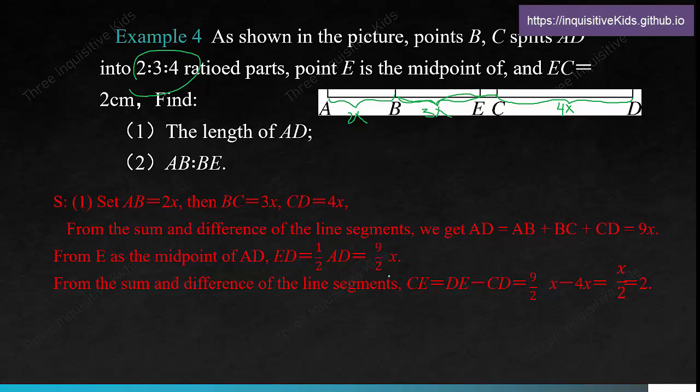And from the sum and difference of the line segments, CE is equal to DE minus CD, which is equal to 9/2 x minus 4x. It's equal to x/2. It's equal to 2. So CE is equal to 2. So we solve, and x is equal to 4. So we go back to the beginning, remember, because it's not just the answer is 4. Remember, it's over here, so we plug x as 4. So 4 times 9 is equal to 36 centimeters.